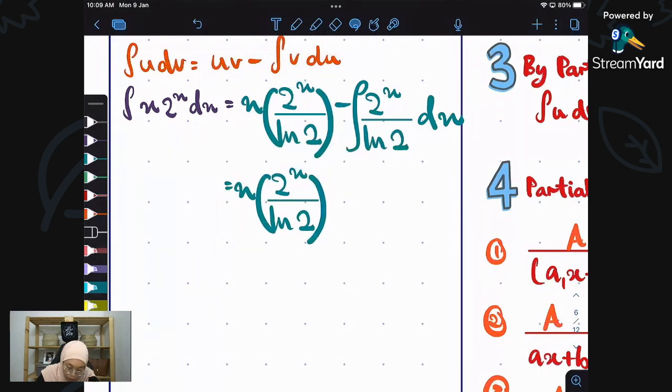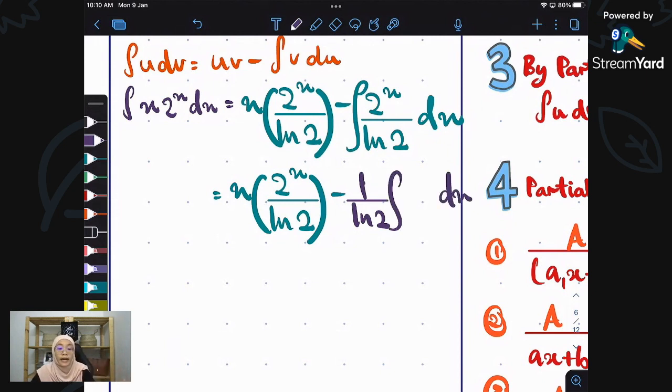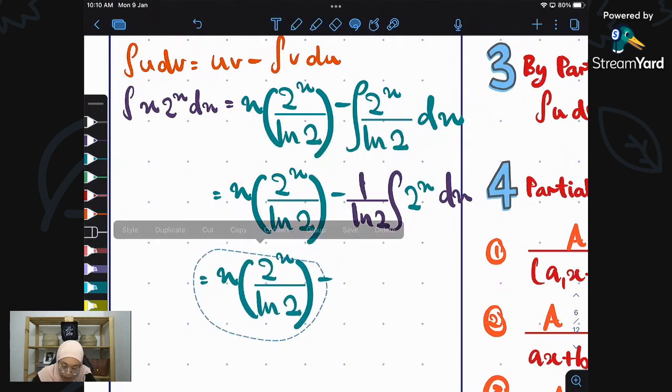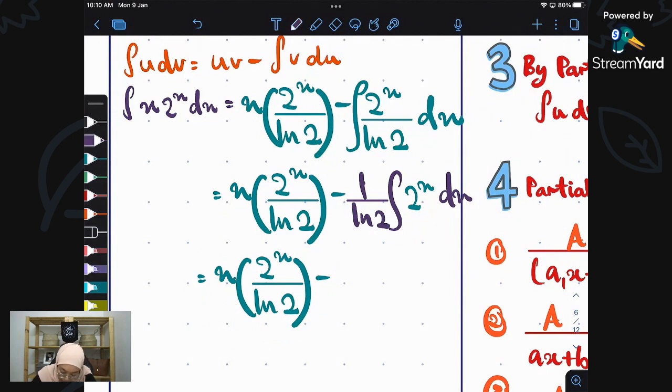Ni kekal, so saya bawa dia turun. And then yang di belakang ni, saya boleh bawa keluar 1 per ln 2, sebab ln 2 ni nilai constant. So I can bring it outside, 1 over ln 2. Inside is 2^x, okay? Which I need to integrate them. And so, yang di depan ni saya copy paste saja, tak berubah apa-apa pun, masih kekal. Yang di belakang ni, saya perlu selesaikan dia, which it gonna give me, what?